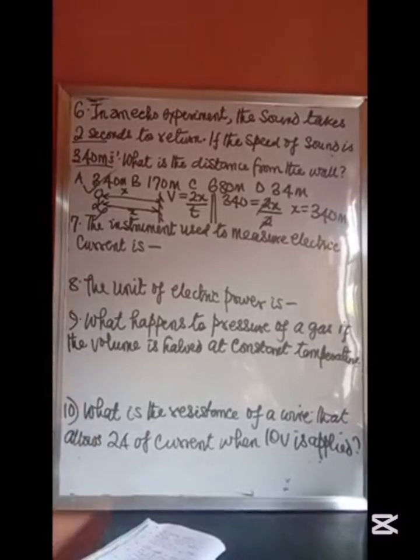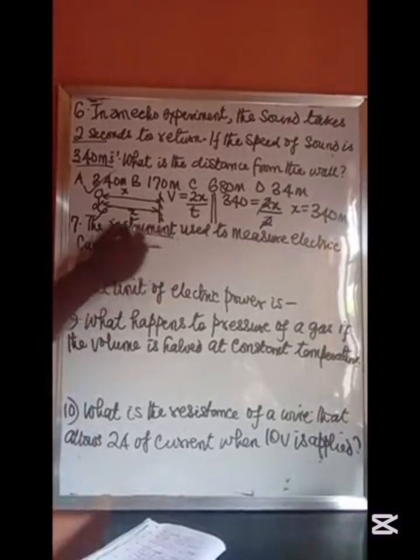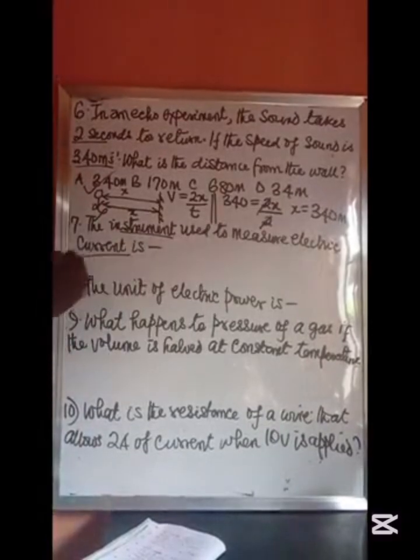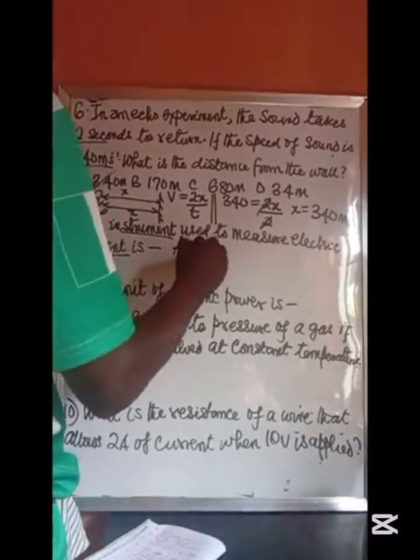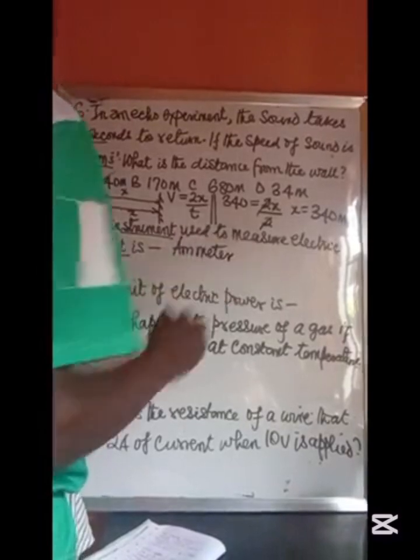Let's continue. Number 7 says, the instrument used to measure electric current is dash. The answer here is ammeter. Ammeter is used to measure current.